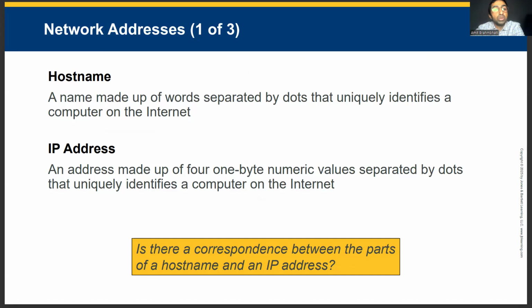Network addresses. A host name identifies a computer using words separated by dots, while an IP address uniquely identifies it using four numeric values. Though they correspond, the mapping isn't straightforward. DNS handles the translation. Host names are easier for humans. IPs are easier for machines.